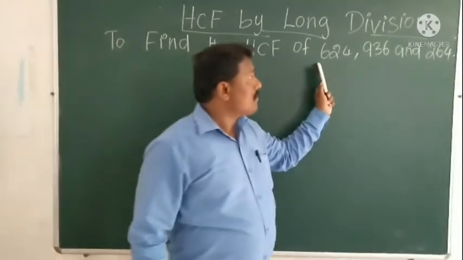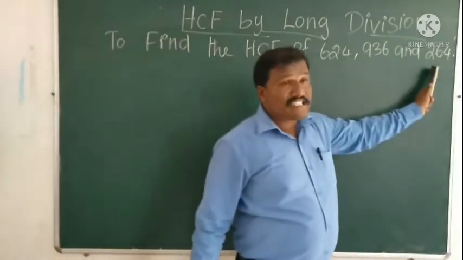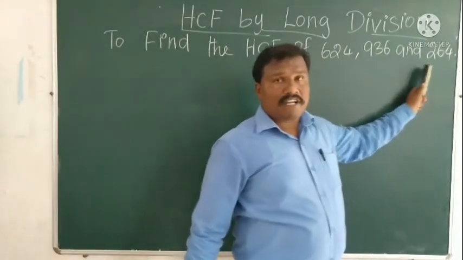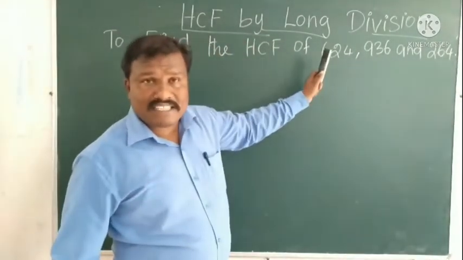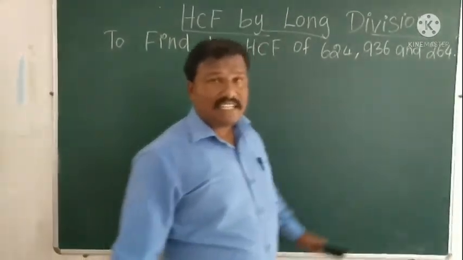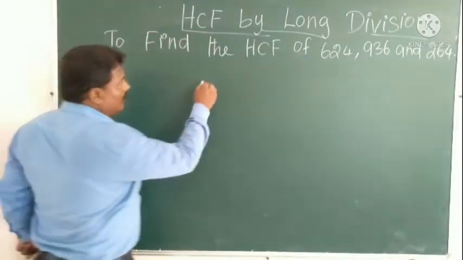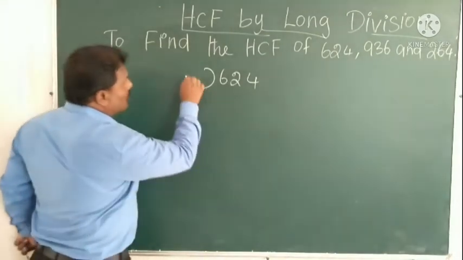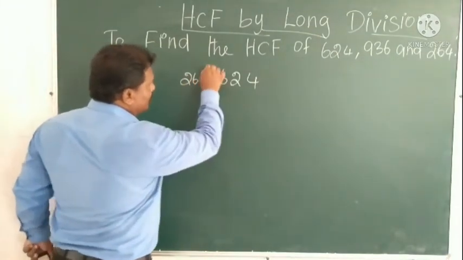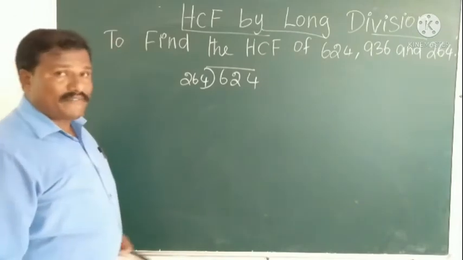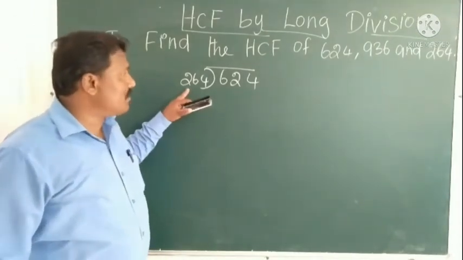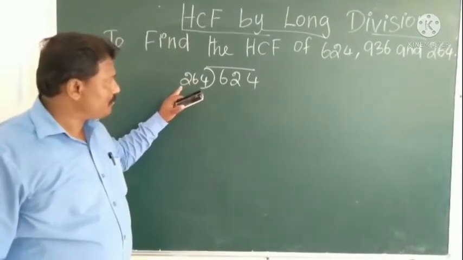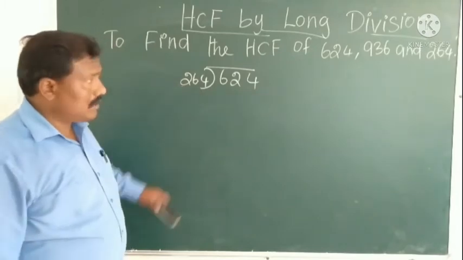So in these two numbers, 624 and 264, 624 is the bigger number, 264 is the smaller number. So 624 as the dividend, 264 as the divisor. Okay. Let me divide first. How many 264s are there in 624? I think 2 times. Let me check.